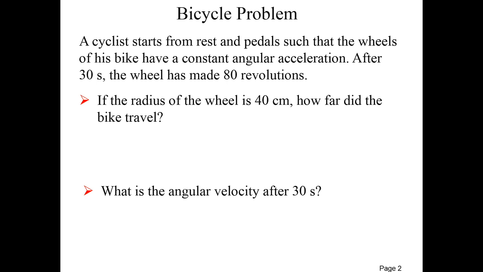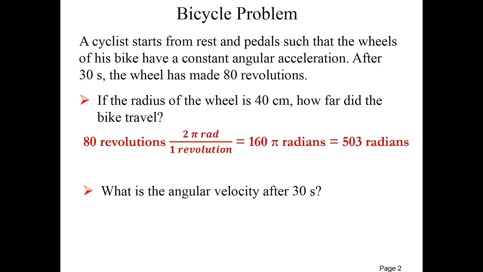Well, we know that the wheels of the bike have made 80 revolutions, so the angular distance that the wheels have traveled is 2 pi radians per rotation, so that is 160 pi radians. 160 pi radians is 502.6 radians, so we can use that to get the distance. The distance is the radians turned multiplied by the radius, so that is 503 radians times the 0.4 meters for the radius, and that gives us a distance of about 201 meters.